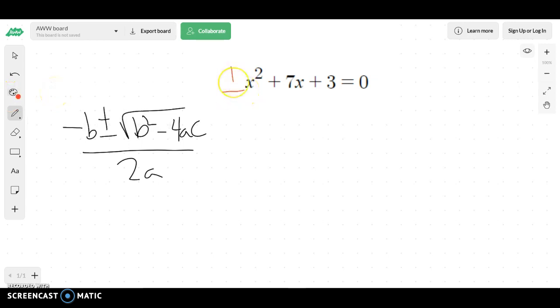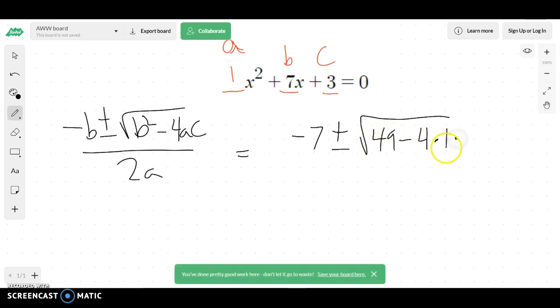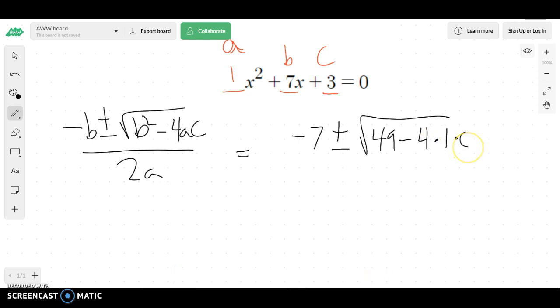My a term here is 1, since they didn't put a number in front of x squared. My b term is 7, and my c term is 3. So a, b, and c. When we go through and we do this, we're just going to plug in all the information. So I know this is negative 7 plus or minus the square root of b squared, which would be 49, minus 4 times a, which is 1, times c, which is 3 in this case, all over 2 times a.